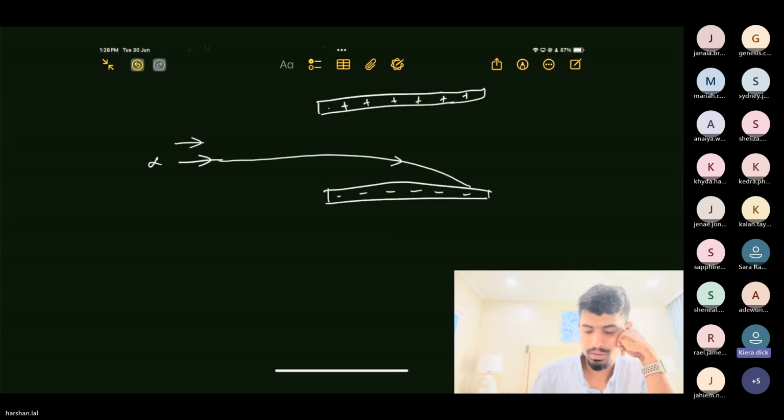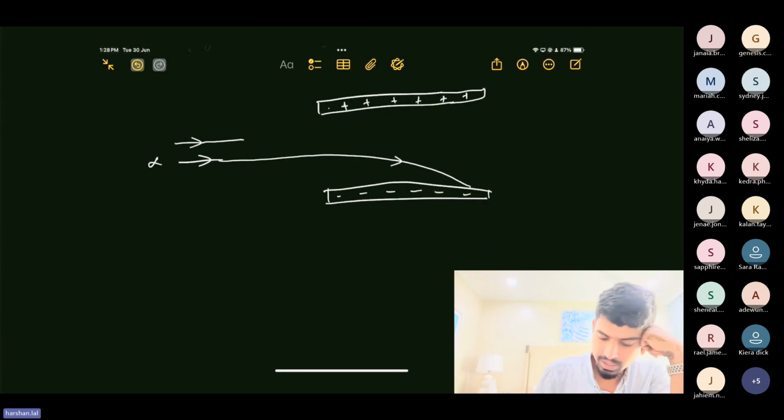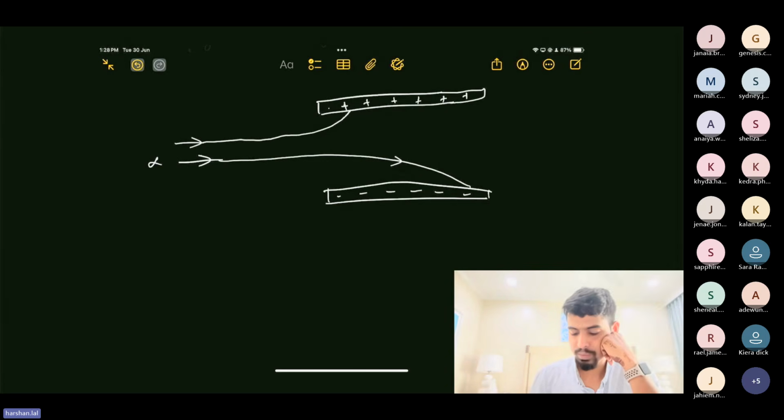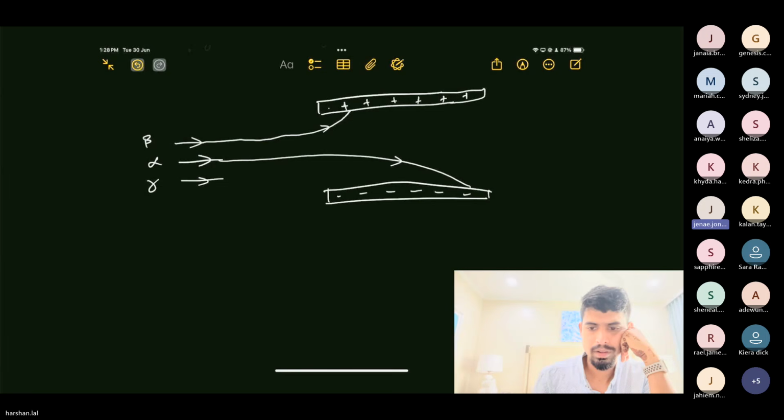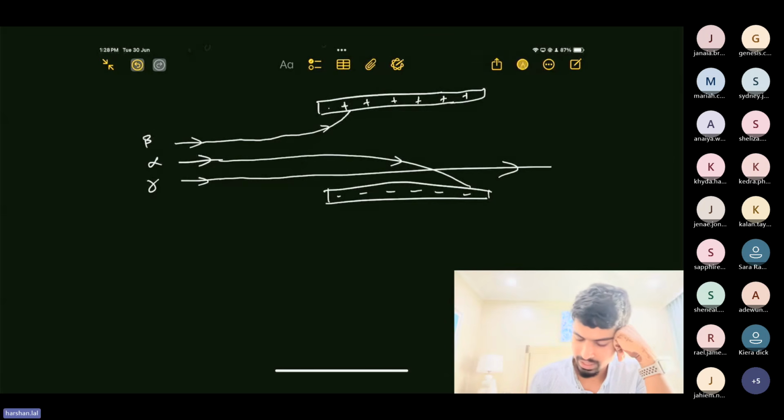Towards the positive plate. And as mentioned, the beta particle would not move as far in the electric field as the alpha particle, right? So this is the beta particle. And let's say we have a gamma ray here, right? How would the gamma ray go? The gamma ray will go straight down. You wouldn't have any deflections. Right, no deflection. So it would just go straight like this, right?